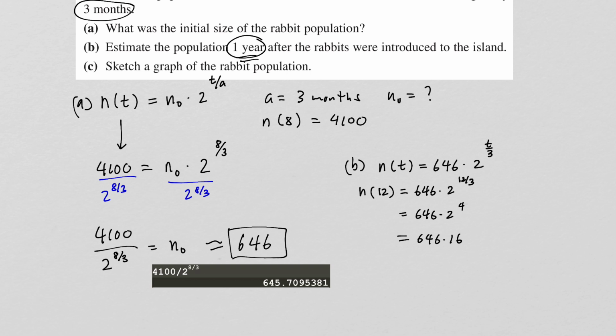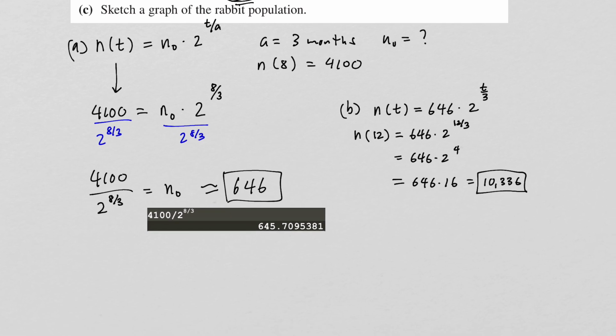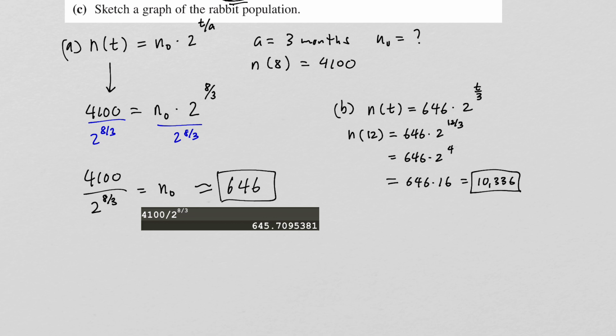And of course, this is pretty simple to do on a calculator. We get here 10,336 rabbits. And finally, in part C, it says to sketch a graph of the rabbit population.